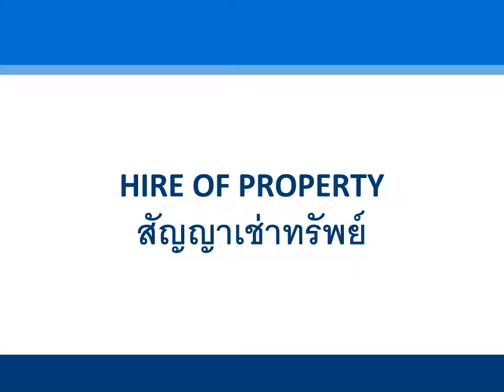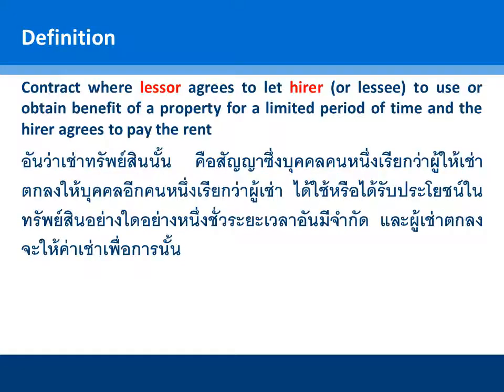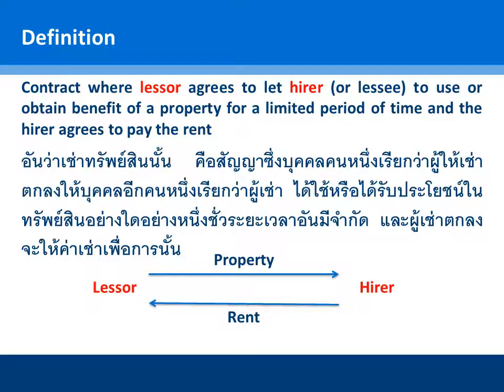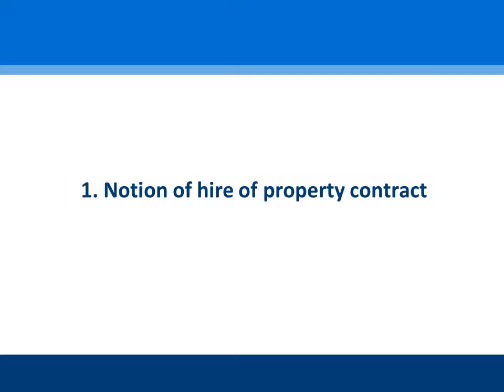Another important contract under the Civil and Commercial Code is hire of property or rental agreement. Hire of property is defined as a contract between the lessor and the lessee. The lessor agrees to let the hirer use and obtain the benefit of the property for a specific period of time. In exchange, the hirer must pay the rent. Let's see in more detail what this contract is about.